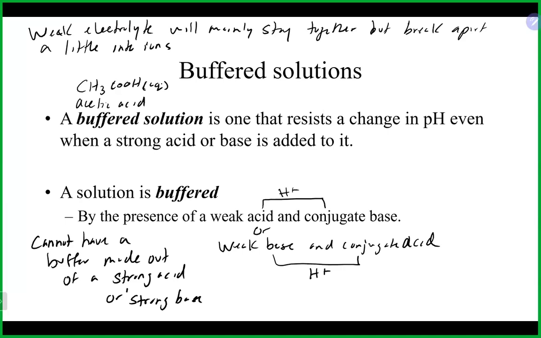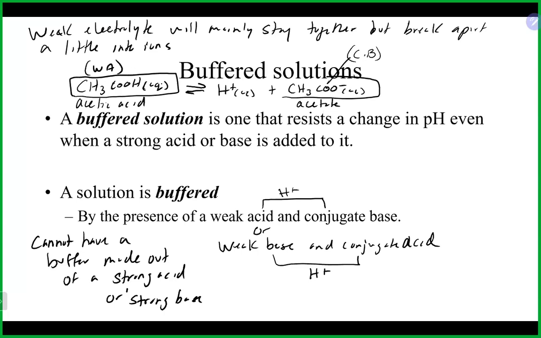When it's in solution, it will break apart a little bit into H plus and acetate here. And this is acetate. And this is a weak acid. And this right here is its conjugate base. So that is your buffer solution right there. These two things are going to act as a buffer. And again, the difference between those two things is just one H plus, and that is what's going to act as a buffer.